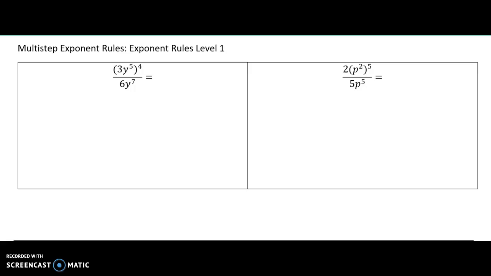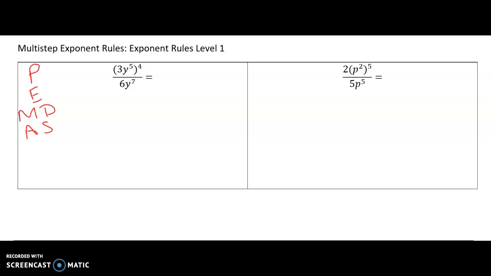As you can see, we have 3y to the 5th to the 4th power divided by 6y to the 7th. So there's quite a bit of steps on this one. And if we remember order of operations, before we can divide, we have to do exponents. So we're going to talk about PEMDAS. That's what this means, PEMDAS. Parentheses, exponents, multiplication and division, and then addition and subtraction.